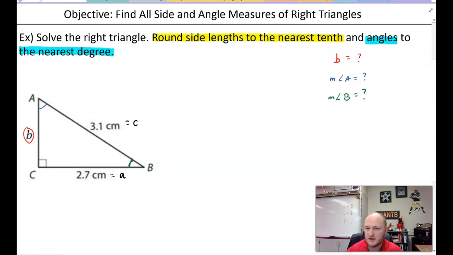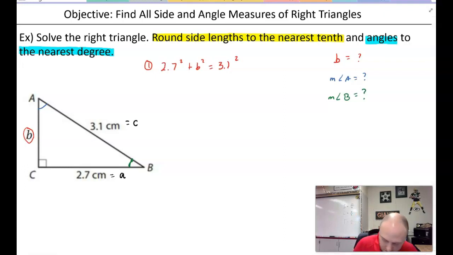So what am I going to go ahead and do first? Well, I'm going to find side B first. So side B. Well, I have two sides already. So can't I say 2.7 squared plus B squared is equal to 3.1 squared? I'm using the Pythagorean theorem to help me find that missing side.